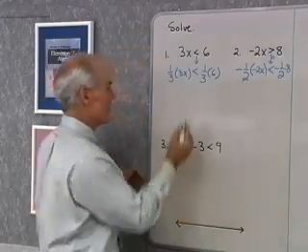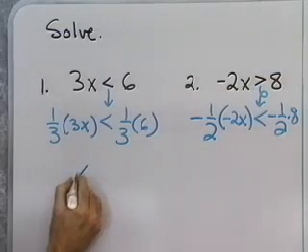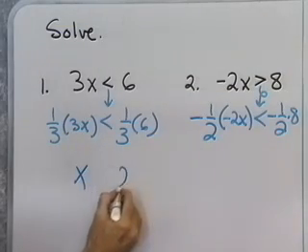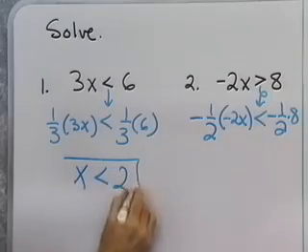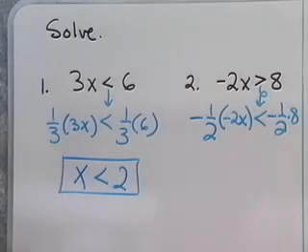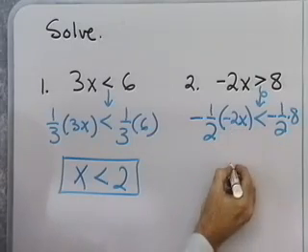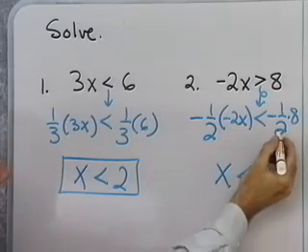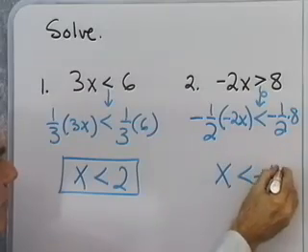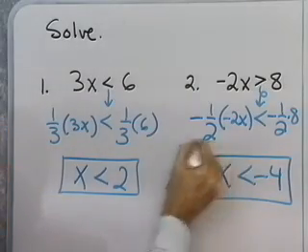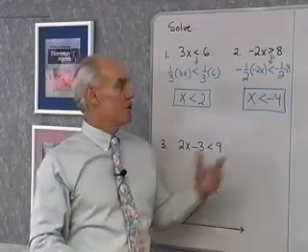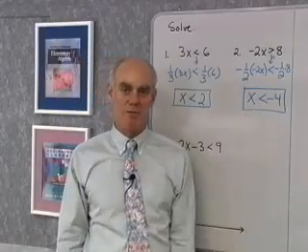Let's finish these problems. 1/3 times 3x is x. 1/3 times 6 is 2. My solution is all real numbers x such that x is less than 2. On the other side, -1/2 times -2x is x, less than -1/2 times 8, -4. So that's all real numbers that are less than -4. So there's a look at the multiplication property for inequalities.